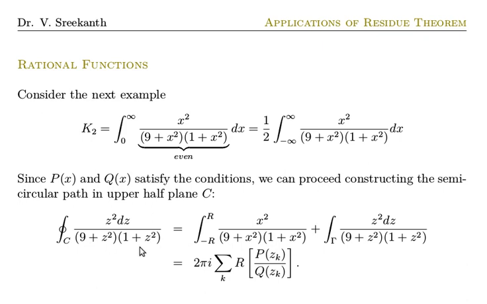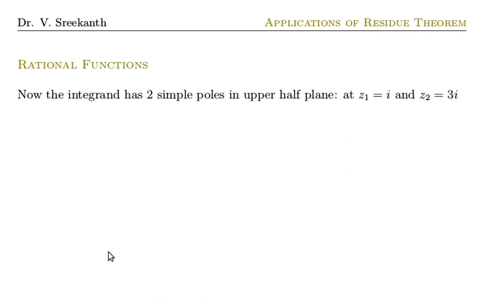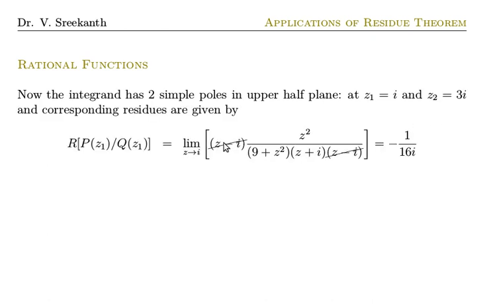The integrand has two simple poles, right? How many singularities are there? There will be 4 singularities, but only 2 of them will be in the upper half plane, right? And what are the singularities that come in the upper half plane? Z1 equal to i and Z2 equal to 3i. There is another set, Z3 at minus i and Z4 at minus 3i, which is not going to contribute, right? And the corresponding residues can be calculated easily.